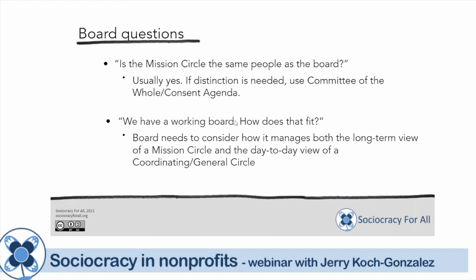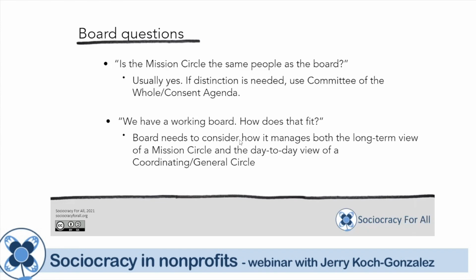Sometimes what we get is, oh, we have a working board. How does that fit? Maybe it's a board that doesn't really have staff or only has one staff person, the executive director, and everybody else is on the board and doing things. And that's fine. That might be the historical moment of that board. And what you need to think about is how are you going to hold both perspectives of the long view and the shorter term, day-to-day management view.